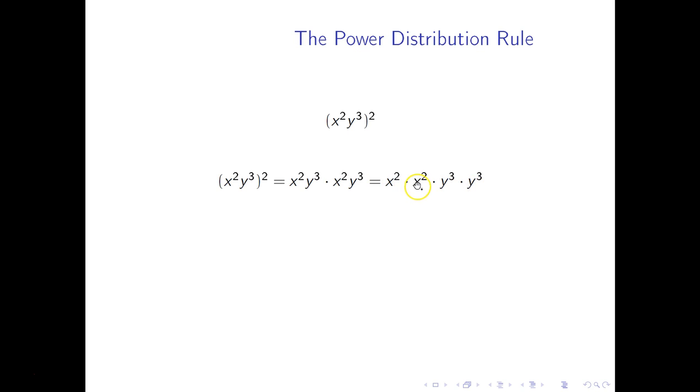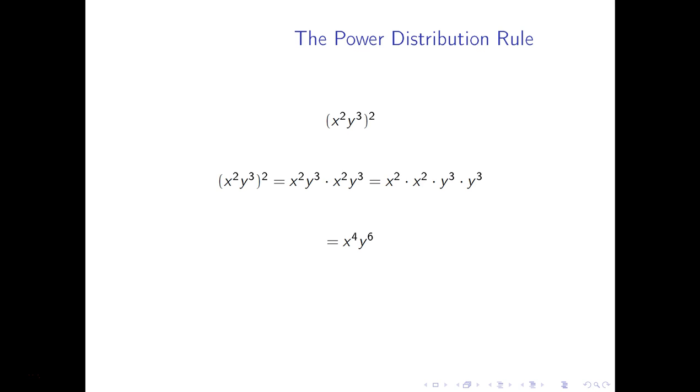Notice, what is x squared times x squared? Hopefully you're saying that's x to the 4th because 2 times 2 is 4. 3 times 2, because I have 2 3's, 3 times 2 is 6. So if you put that all together, you get x to the fourth, y to the sixth.